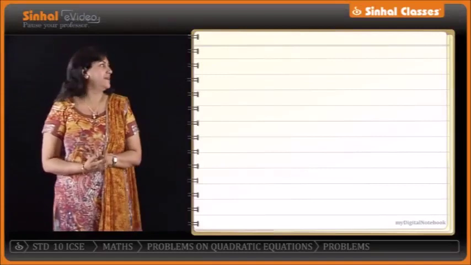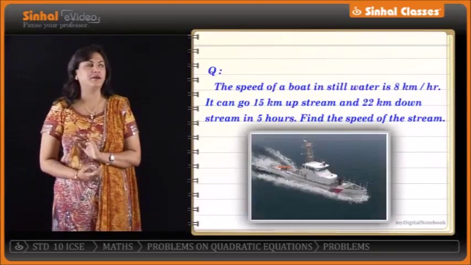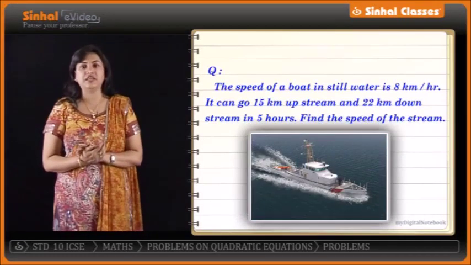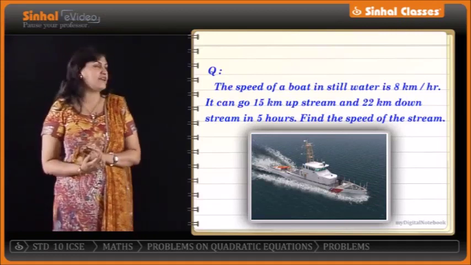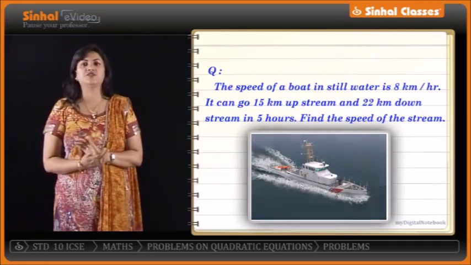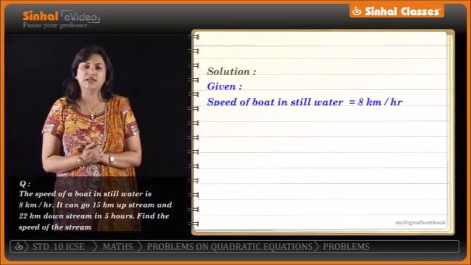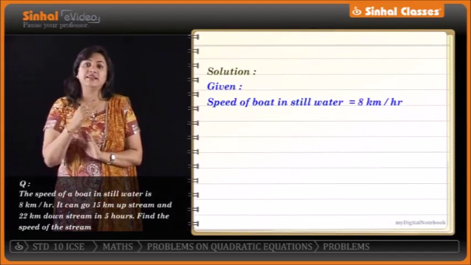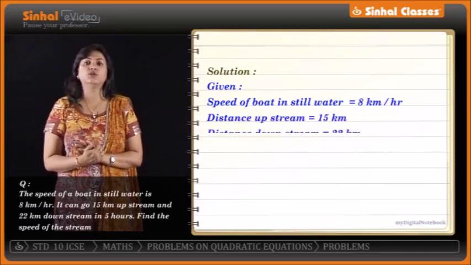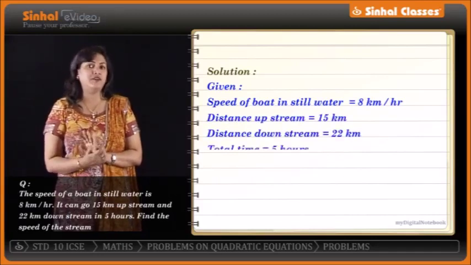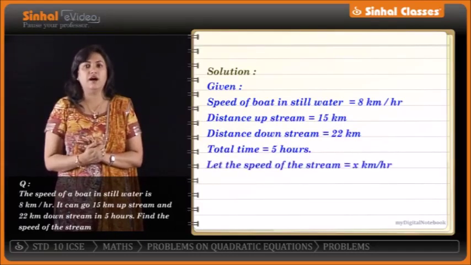To our next problem. The speed of a boat in still water is 8 km per hour. It can go 15 km upstream and 22 km downstream in 5 hours. Find the speed of the stream. Now here we are given the speed of the boat in still water is 8 km per hour. Distance upstream is 15 km and distance downstream is 22 km. We want to find the speed of the stream. Let that be x km per hour.